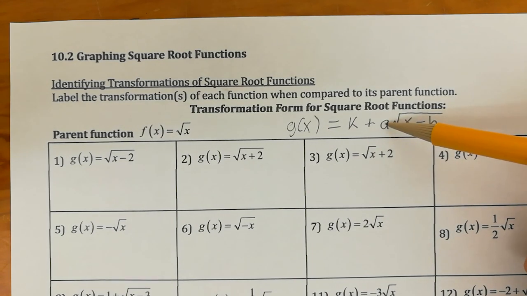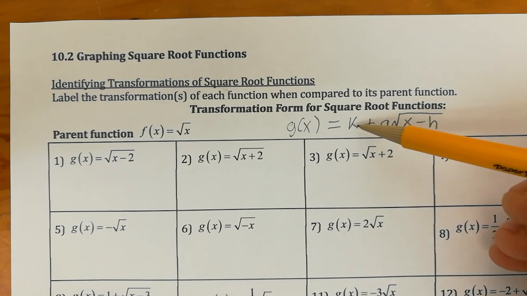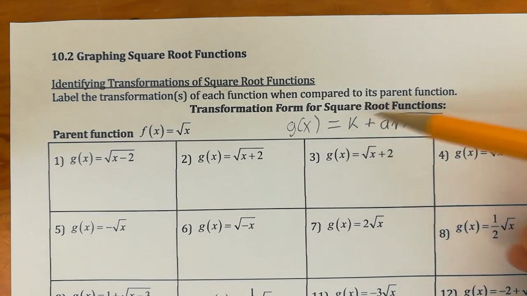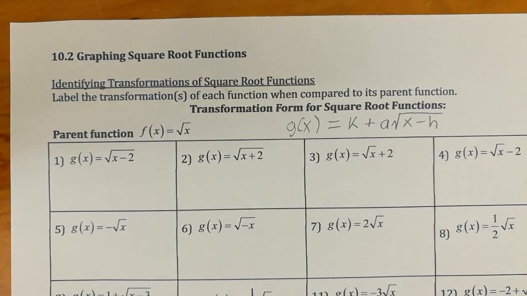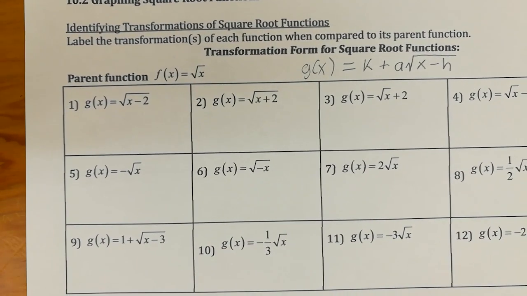All right, so just a reminder of transformations. A causes a vertical stretch or reflection across the x-axis if it's negative. K causes a shift up or down. H, a shift left or right. So let's look at these functions and see what's going on.